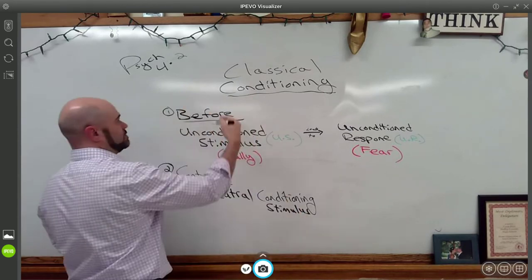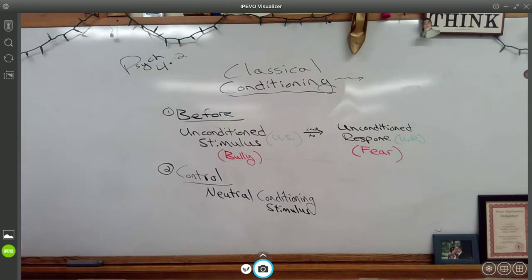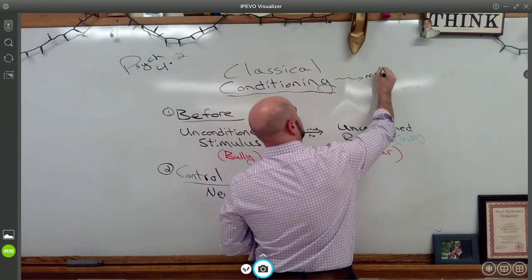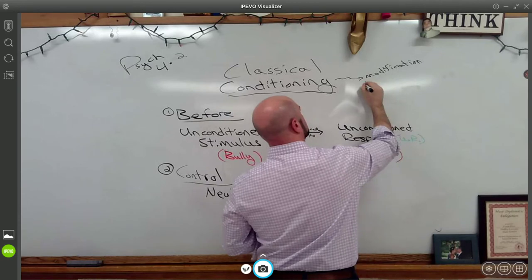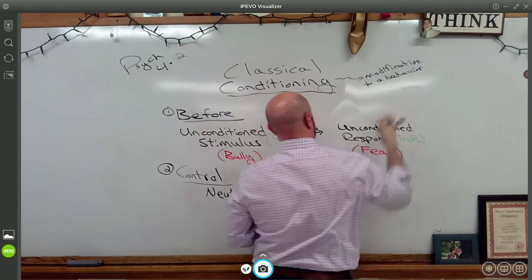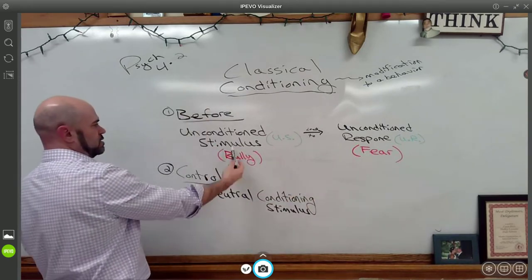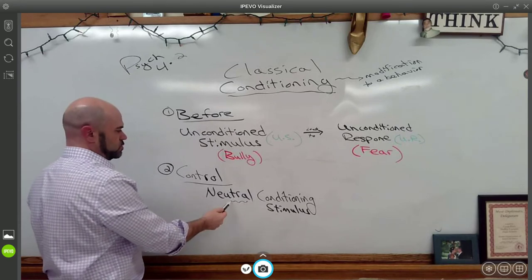Meaning the conditioning piece, I should have defined it up here. This is where we start to make those manipulations and modifications. I think we defined this in our previous lesson: this is a modification to a behavior. And so here is the unconditioned, there is no modification here. Bullies cause fear. Now we're going to enter into a neutral conditioning stimulus.